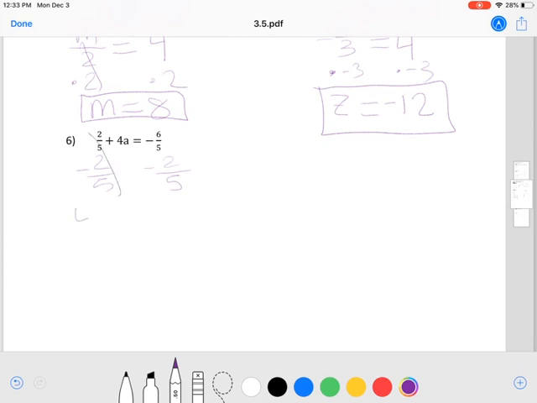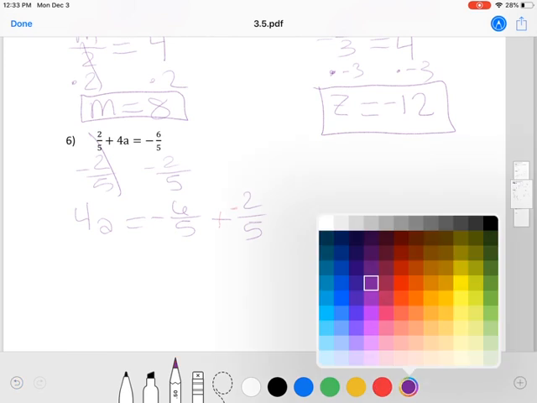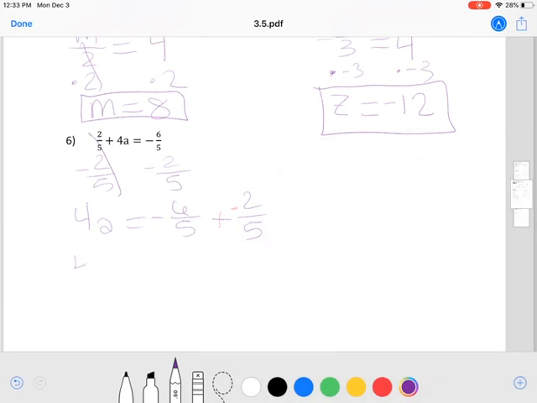So these cancel out, so we have 4a equals negative 6 over 5 minus 2 over 5. And just like we talked about in our integers unit, when we're subtracting we can keep, flip, change. So we're going to keep the negative 6 over 5, change the subtraction to addition, and change the positive 2/5 to negative 2/5. So now we can add those.